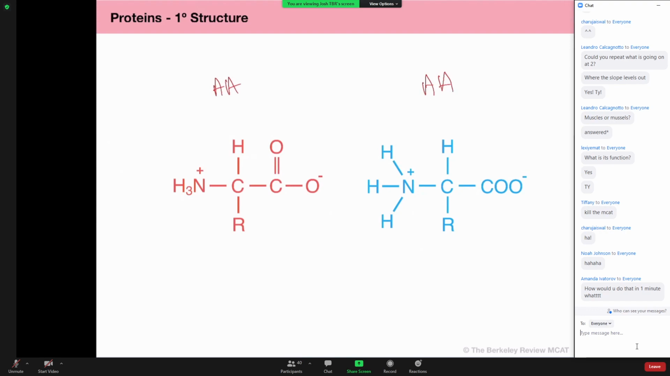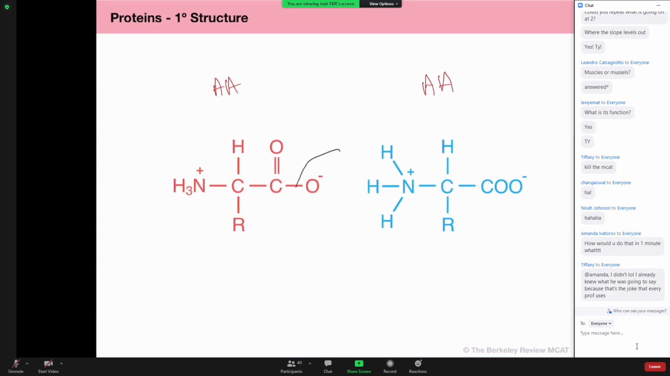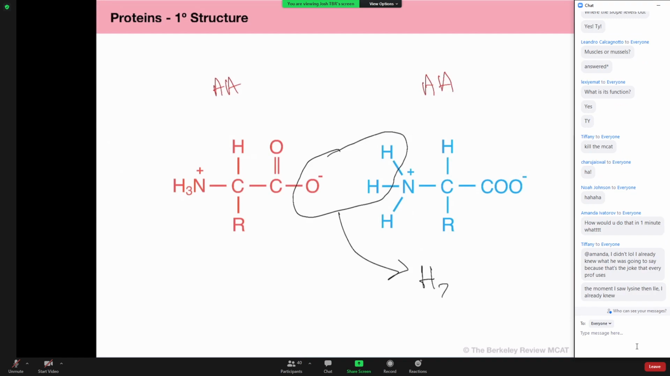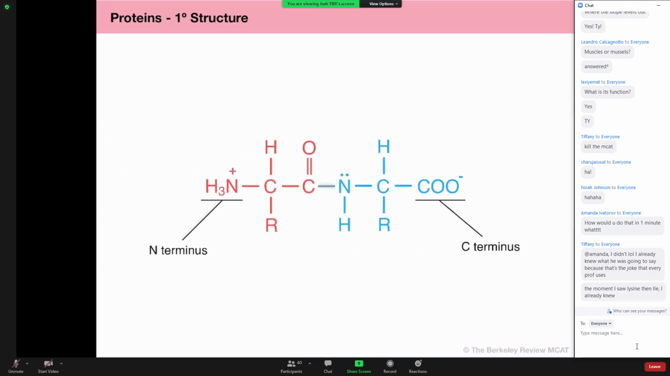You're going to need to do something called a dehydration synthesis, right? Which is essentially dehydrating it, right? So it's taking out the water, all right? And what you're left with is now not two single amino acids, but a peptide, okay?